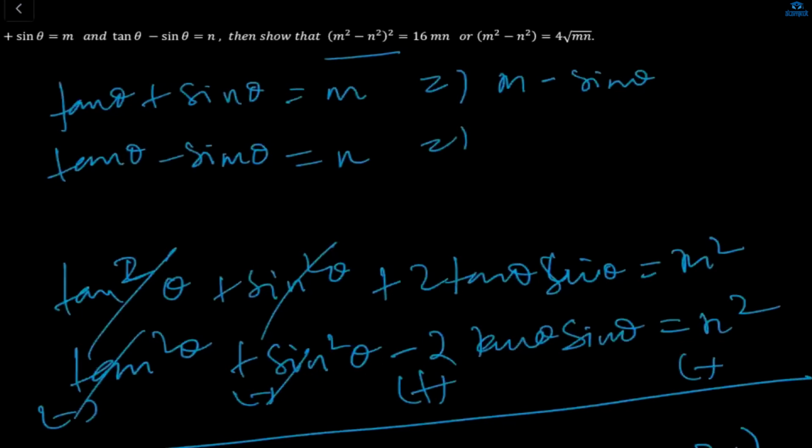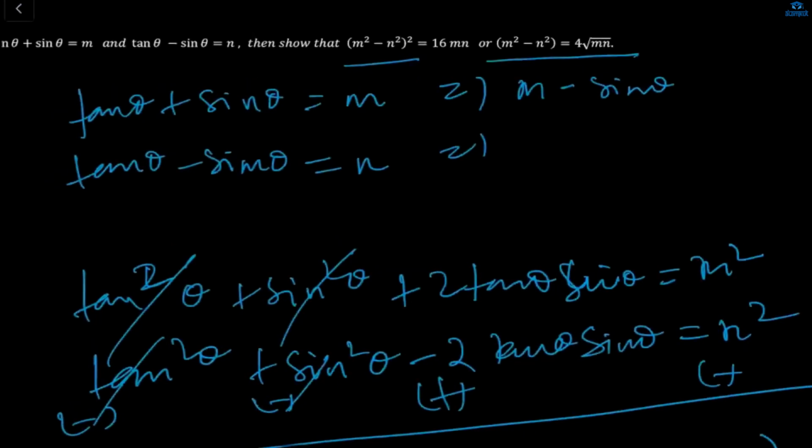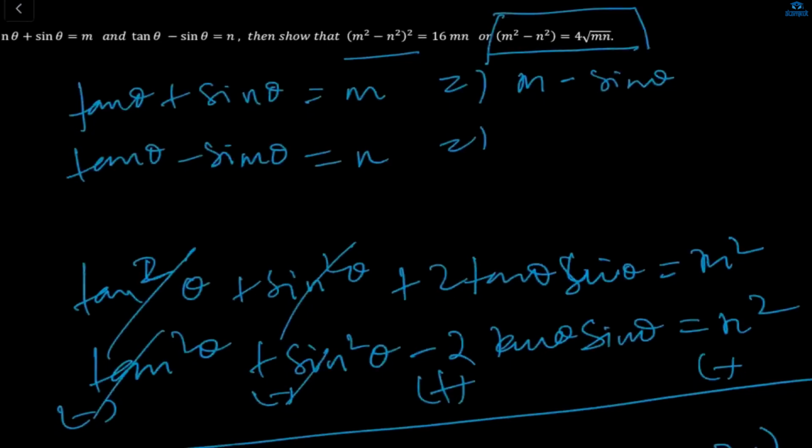See, you have to derive this equation. Okay, so we have already got m square minus n square. We have got 4 also, but we have got tan theta into sin theta. Instead of that, we should get root mn. So root mn will be equal to what? Wait, I'm doing it in a different way. So mn is tan theta plus sin theta, tan theta minus sin theta.